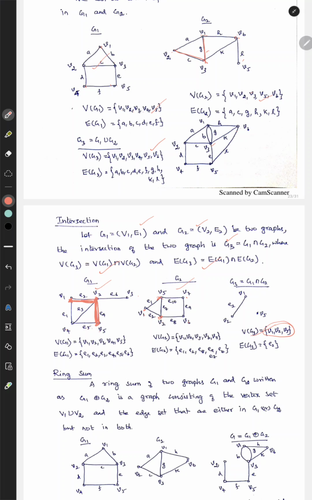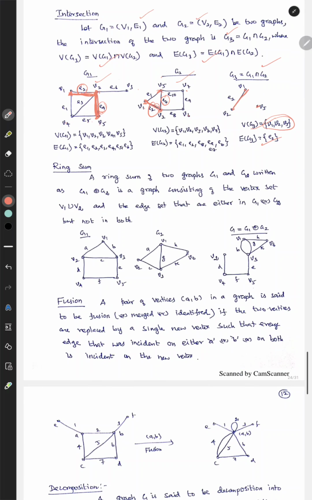V1, V2 is here, and V1, V2 is here as well, so that edge will be there. V2, V5 is there, which is E4. The label also you have to check. It is E4 here. V2, V5 is here as well, but it is E7. So E4 is not common to both the graphs. E2, which is V1 to V2, is common. Therefore only one edge is common, E2. So the intersection graph will have vertices V1, V2, V5 and only the edge E2. We denote it as G1 intersection G2.